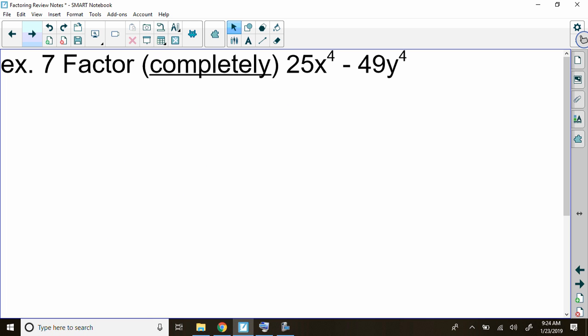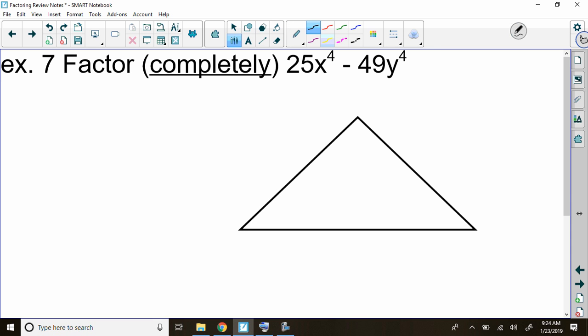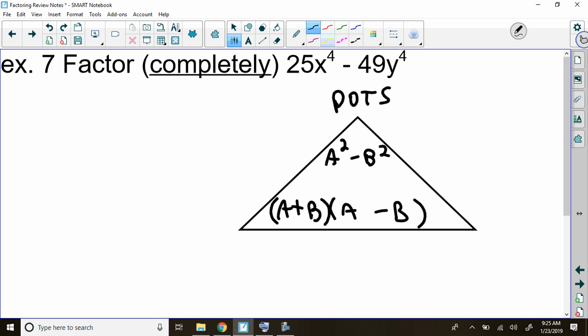Example 7, factor completely. So this one is a difference of 2 squares. And a difference of 2 squares follows this pattern: a squared minus b squared becomes a plus b and a minus b. Follows that pattern.